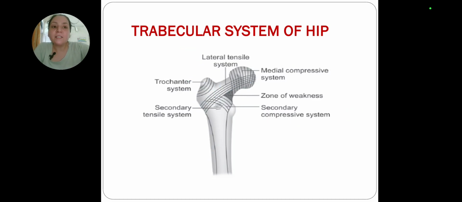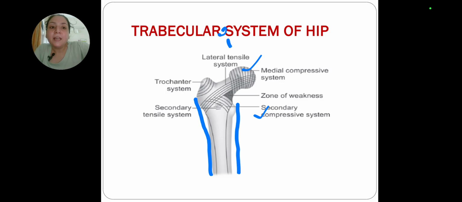If you can clearly see now, this is the medial system, primary medial. These are the vertical lines, primary medial. Secondary is from the medial side going up and combining with the primary lateral tensile system. It arises from the medial surface of the femur, moves to the lateral side, and attaches with the primary lateral tensile system, which arises from the lateral side and goes to the head and the neck. Then there is a secondary tensile system, which is just a vertical line joining the two tensile systems. And then there is a trochanteric system which only covers the trochanteric area.